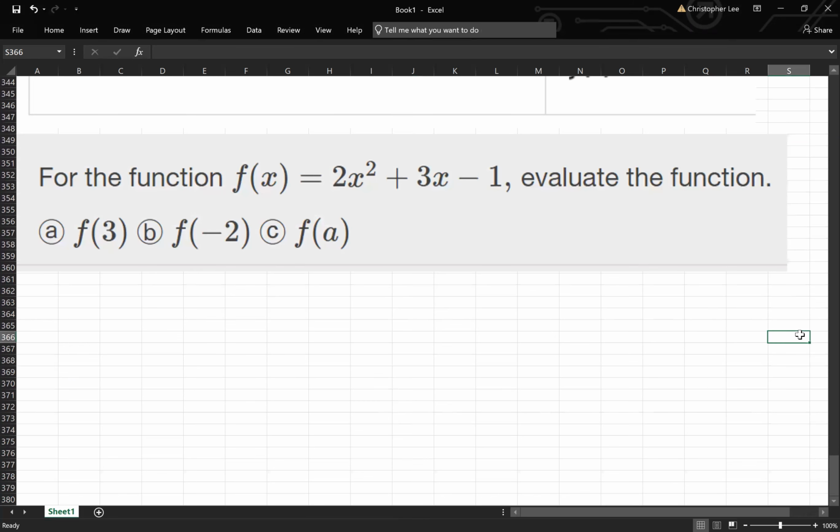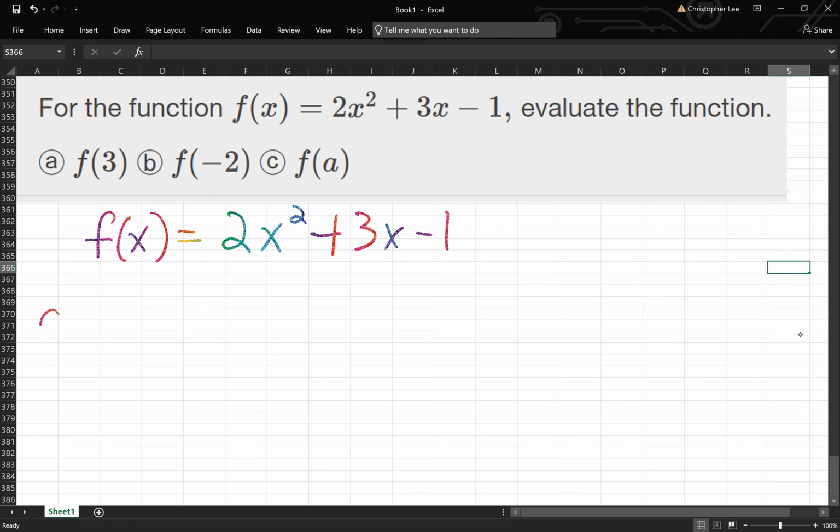All right, let's just look at this real quick. So I got this function, f of x is equal to 2x squared plus 3x minus 1. And I want to evaluate the function for all three of these: f of 3, f of negative 2, and f of a. Promise you, slight work. So look, f of x is equal to 2x squared plus 3x minus 1.